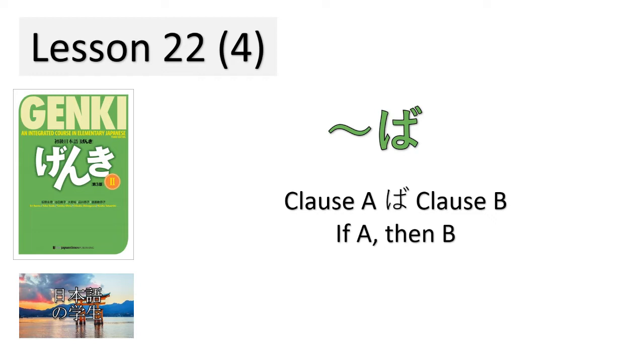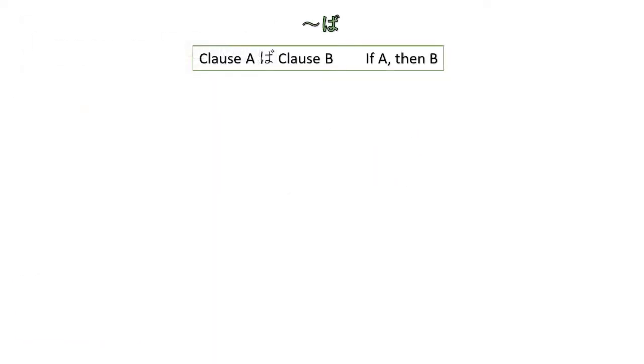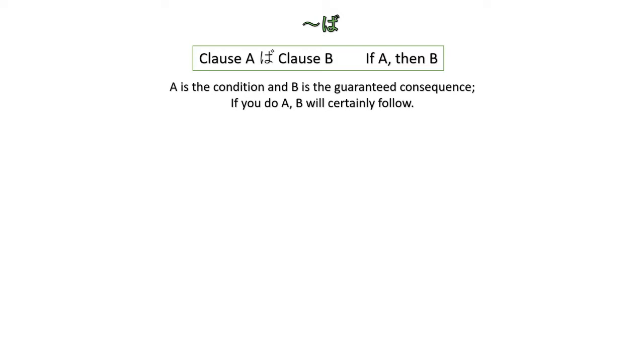In this lesson, we will learn the conjugation ba, or the ba form. Clause A, ba, clause B. If A, then B. So, this is the grammar pattern. Clause A, ba, clause B. A is the condition and B is the guaranteed consequence. If you do A, B will certainly follow. So this is another type of if sentence, but the consequence is certain or guaranteed.